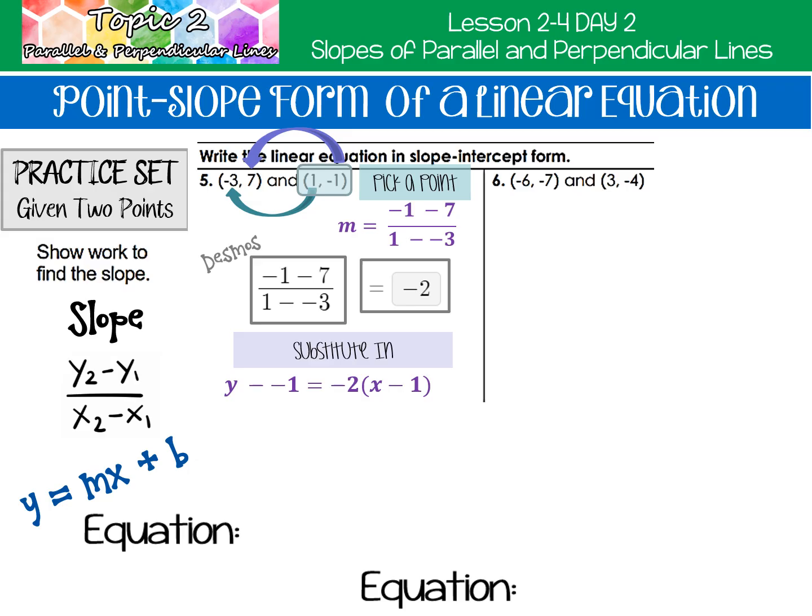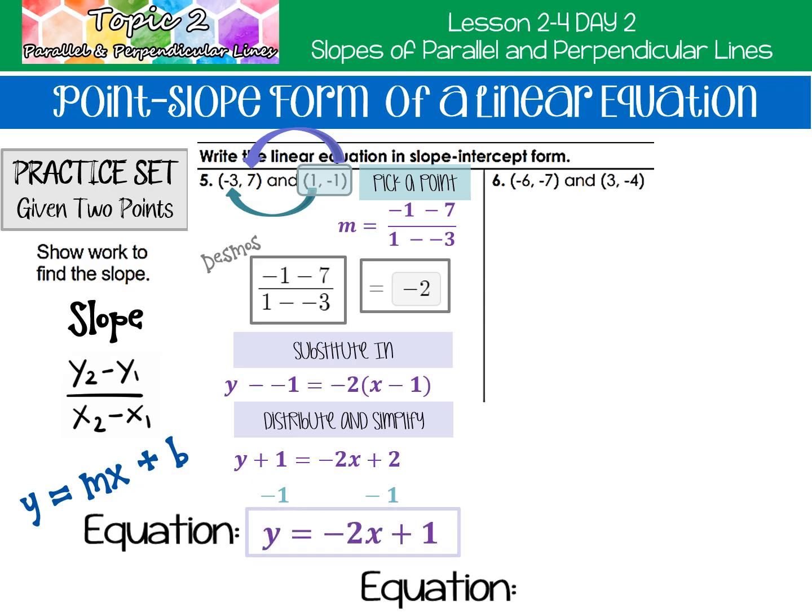Let's simplify and distribute, because that left-hand side can be simplified to y plus 1. Distribute the negative 2 to the x, we get negative 2x, and negative 2 times negative 1 is positive 2. Get the y alone by subtracting 1 on both sides. Y equals negative 2x plus 1.